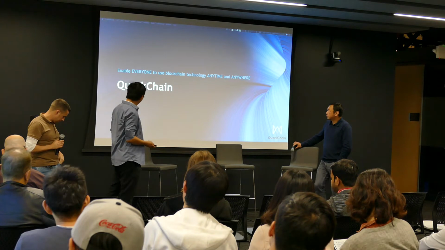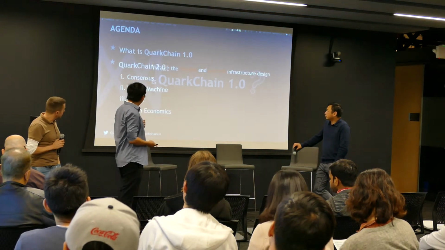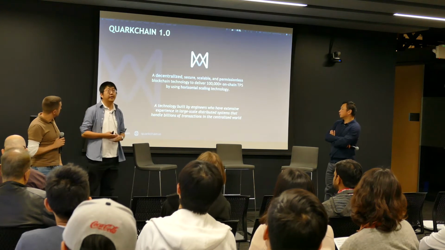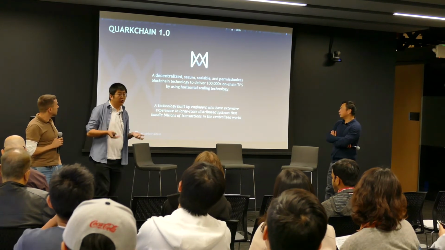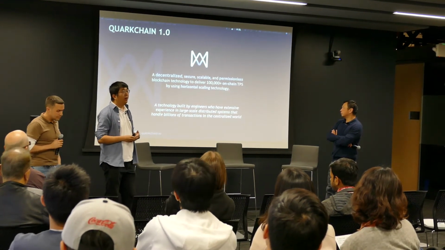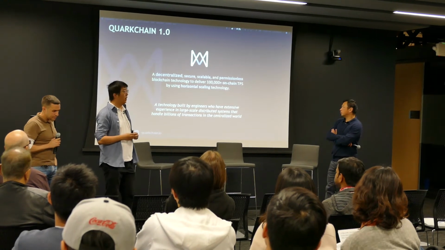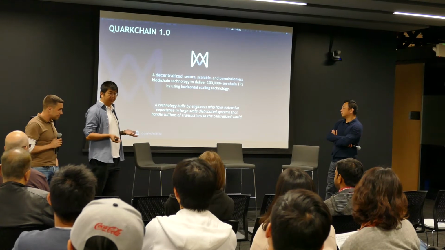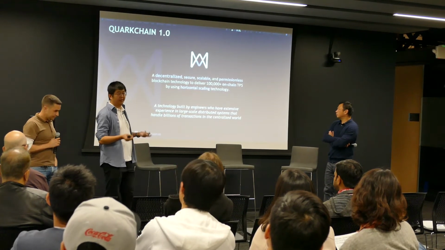What is QuarkChain? Basically, QuarkChain aims to address some critical issues in the blockchain. I would say two critical issues exist in blockchain right now. One is scalability. Another is flexibility.